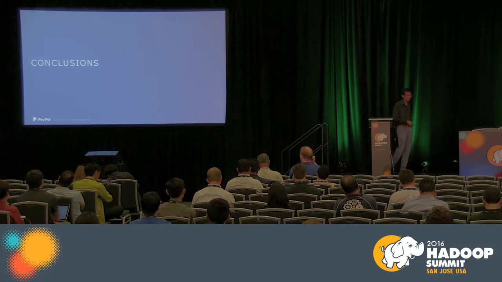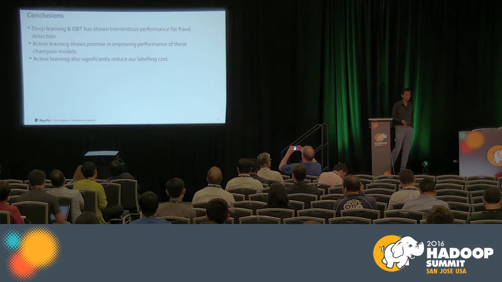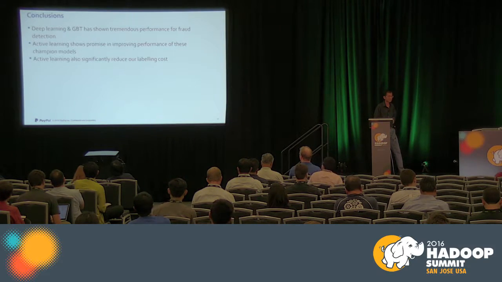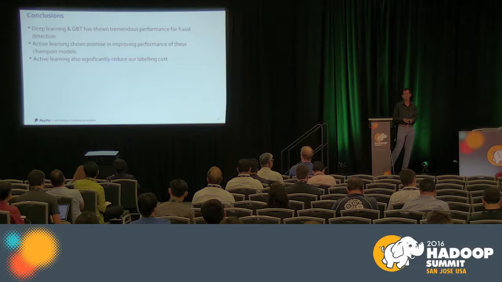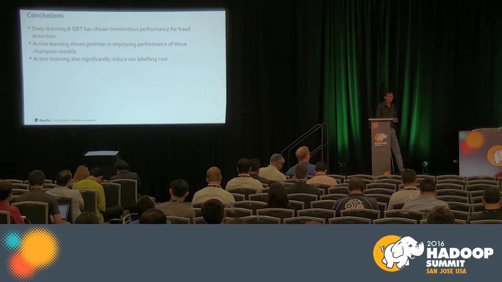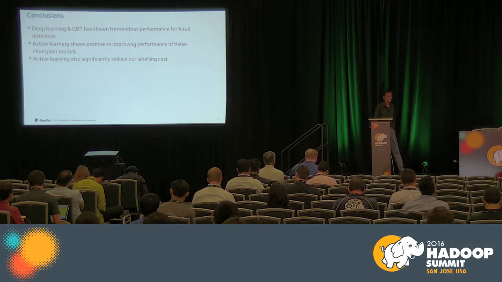So I don't have much more on the results part. To conclude, essentially deep learning and GBT have shown tremendous performance for fraud detection. Each has its own pros and cons. With GBT, because of not needing to do the pre-processing, we can deploy it quicker, but deep learning requires a lot more rigorous work before we can deploy it. Active learning, we have shown promise with these early results, but we're still continuing. As I said, it significantly reduced our labeling cost. We're down to about 30 minutes using active learning, and it does show promise for fraud prevention.